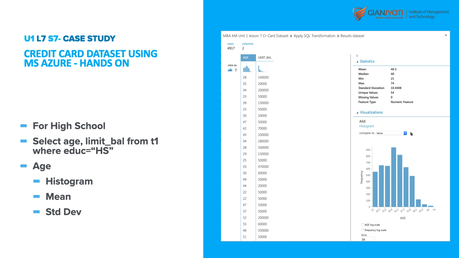With the high school data, the median is again 40. So in a way, this is again a little bit symmetric. Standard deviation is 10, unique values are 54. When you look at this curve, you will come to know the age for the high school, again I repeat, is around 40.